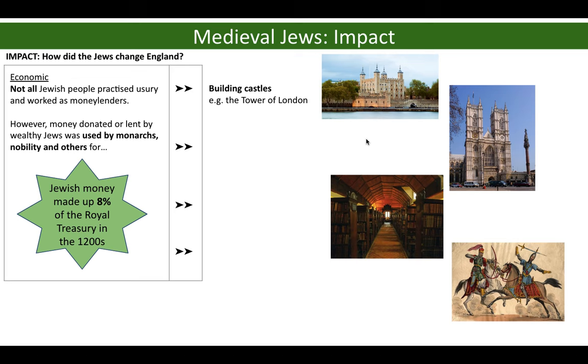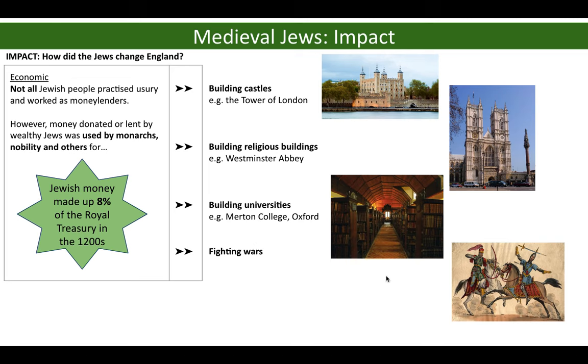Jewish money was also used for building religious buildings, like Westminster Abbey. It was used to build universities, such as Merton College, Oxford, and it was used for fighting wars, such as the Crusades. So, by having that economic impact, we also start to see them impacting education and impacting politics and other areas.